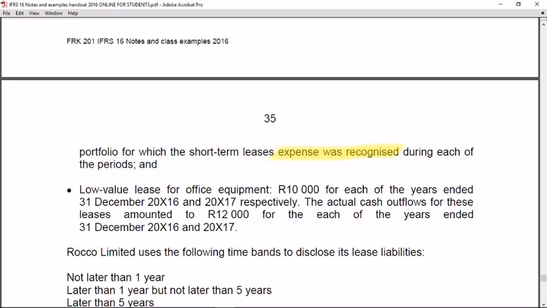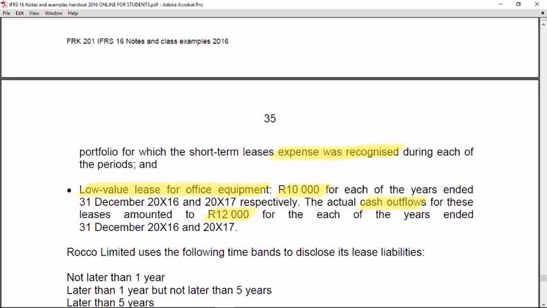There's no difference. Then Rocco Limited also has low value leases of office equipment where the lease expense for the years ended X16 and X17 was 10,000 Rand. That would have been your straight line expense, but the cash outflows for these leases amounted to 12,000 Rand for each of the years ended X16 and X17. Please refer back to the work we did under IFRS 16 paragraph 5 to 8 that deals with the low value and the short-term leases. In this example, I will now illustrate how you would disclose that information in the notes.